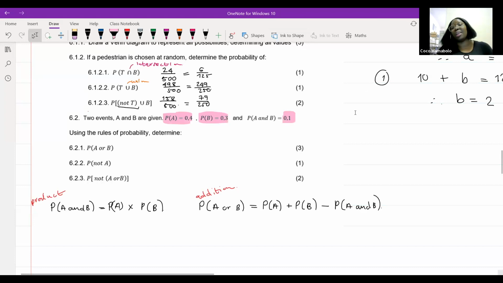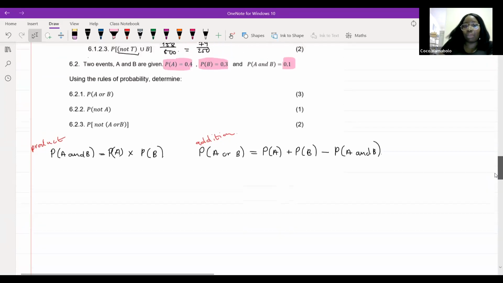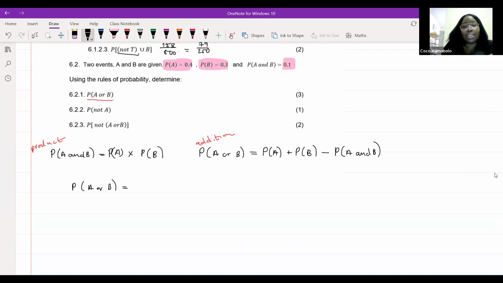Good. Funzo, I guess when you say number 2, you mean the 1. Yes, good. We're going to use the addition rule, and we're going to use it the way we would any other equation. They want us to figure out what the probability of A or B is. So the probability of A or B is equal to the probability of A, which is 0,4, plus the probability of B, which is 0,3, minus the probability of A and B, which is 0,1. What answer do we get there?